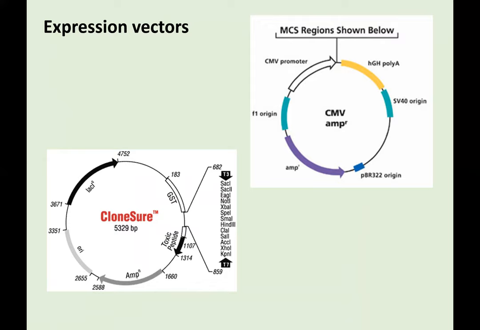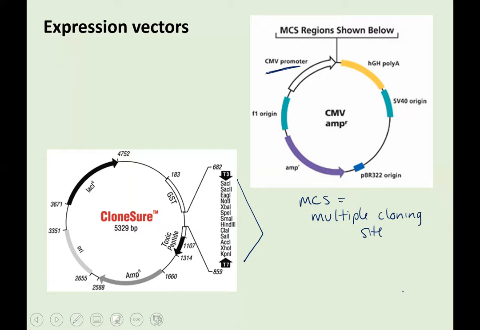MCS, which is shown here and just here in general, stands for multiple cloning site. So you can see what we have here is a promoter and the multiple cloning site. And it would be something like this. It's got SacI and SacII and NotI and EcoRI and SmaI and HindIII and SalI, XhoI, KpnI, all these sites that you can choose to cut the DNA, open it up, and put your gene in there. So multiple cloning sites usually come right before the promoter.